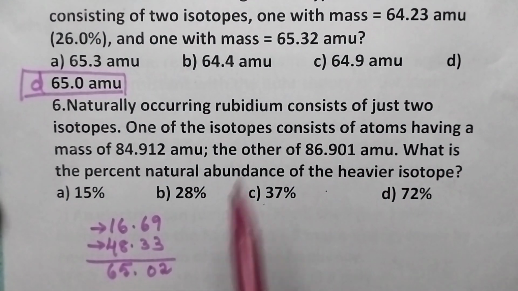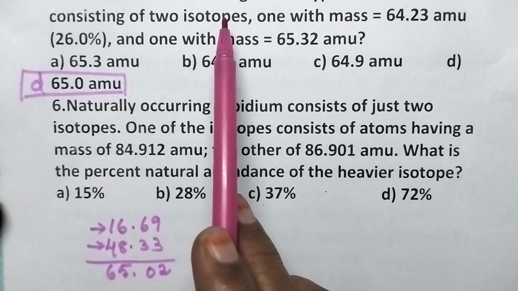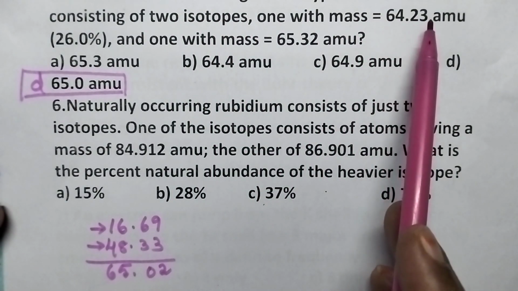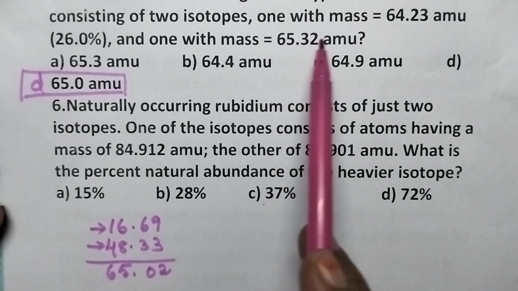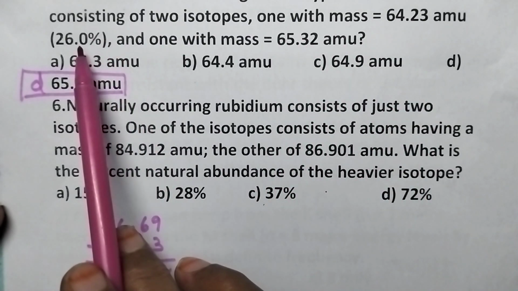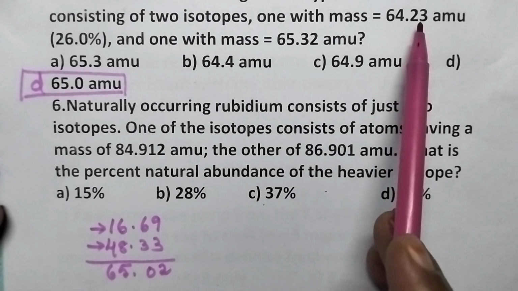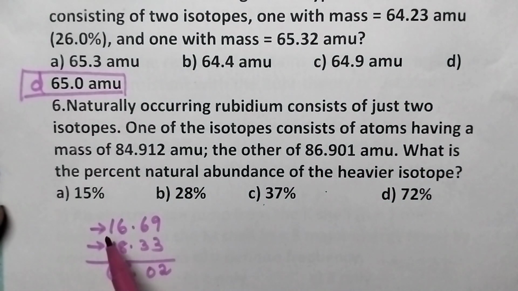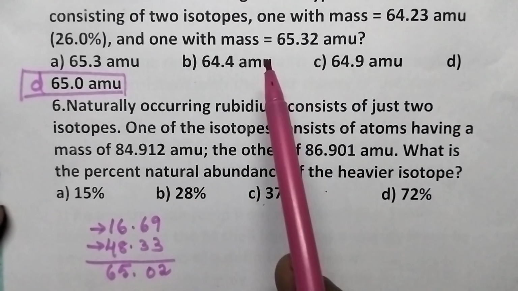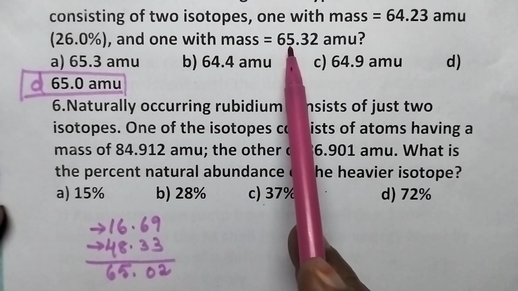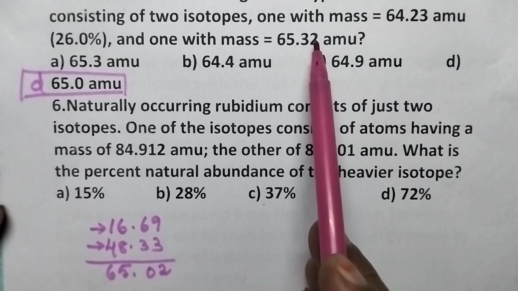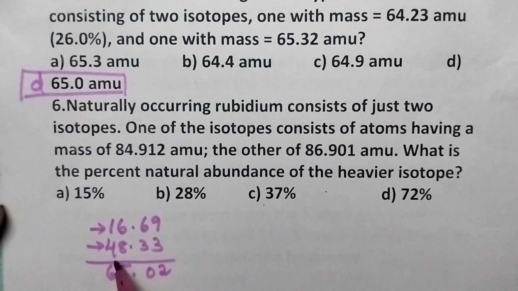So here the atomic weights of the two species are 64.23 and 65.32. 64.23 contribution is 26%. That means 64.23 into 26% gives 16.69. And the remaining isotope is 65.32, so its contribution will be 74% and hence it becomes 48.33. On the whole, its atomic weight becomes around 65. So option D is the right answer.